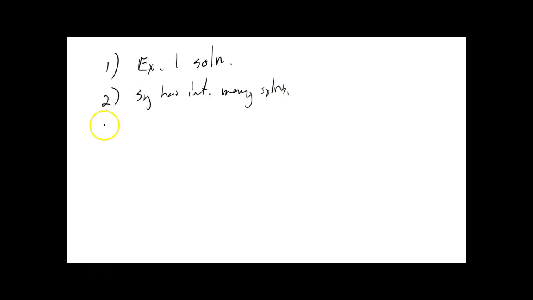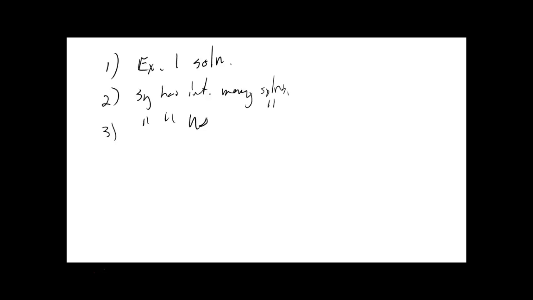And three, the system has no solution. One of those has to be true. Either it has exactly one solution, has infinitely many solutions, not just a few, not just 7, infinitely many, or it has absolutely no solutions. So it's basically all, which is infinitely many, nothing, which is no solution, or possibly just one and only one solution.